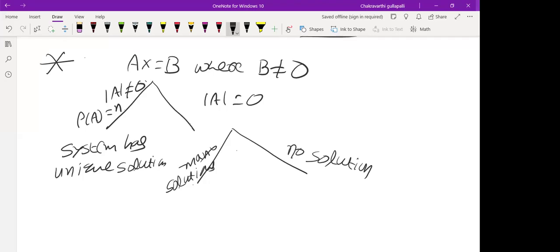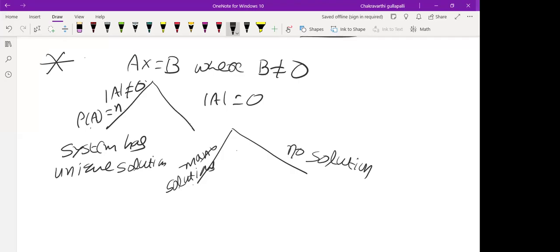Suppose you are given there is no solution for the system. What is the value of k? Then det A is 0. Suppose you are given the system is having many solutions, then also det A is 0. Using this concept, you can find k values as we have done earlier. If the rank is equal to n, determinant not 0, the system is having a unique solution. Unique solution means det not 0, rank of A equal to n. N denotes the number of columns of A.